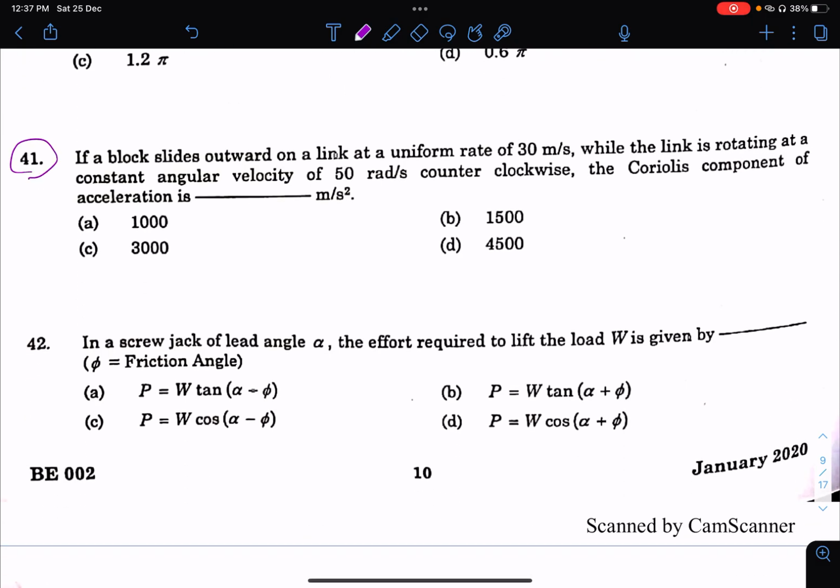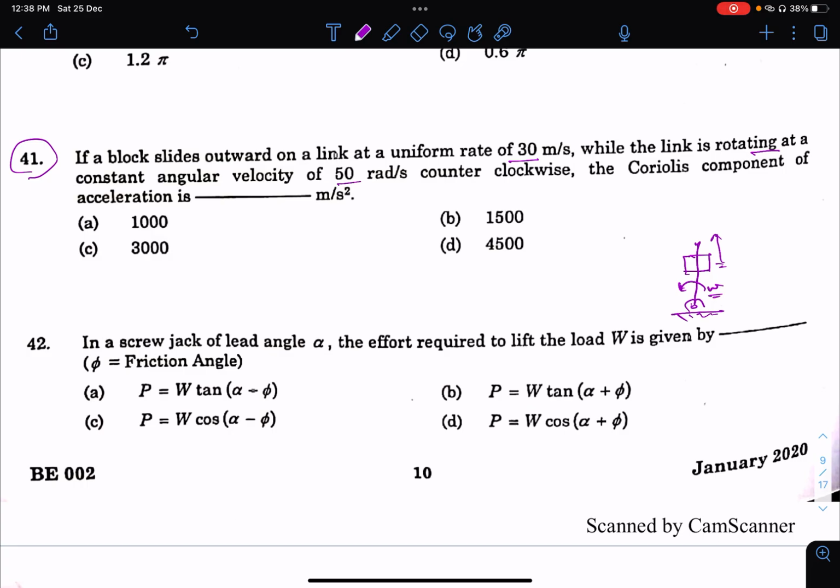Question number 41. If a block slides outward on a link at a uniform rate of 30 meter per second, while the link is rotating at a constant angular velocity of 50 radian per second counterclockwise. Counterclockwise means anti-clockwise. The Coriolis component of acceleration is... So it is like this. Here is our slider. Here omega is in this direction. If the block slides outward, the block is moving outward.